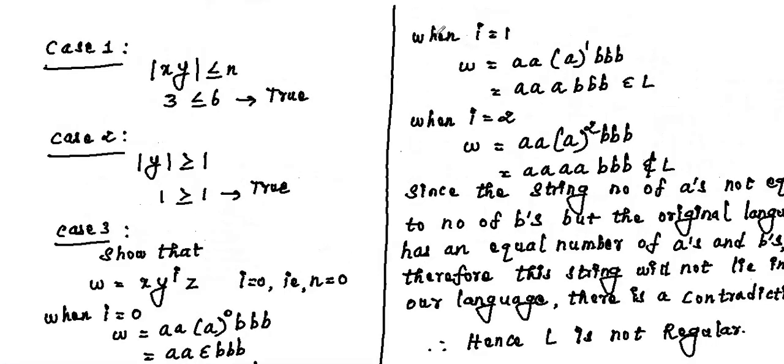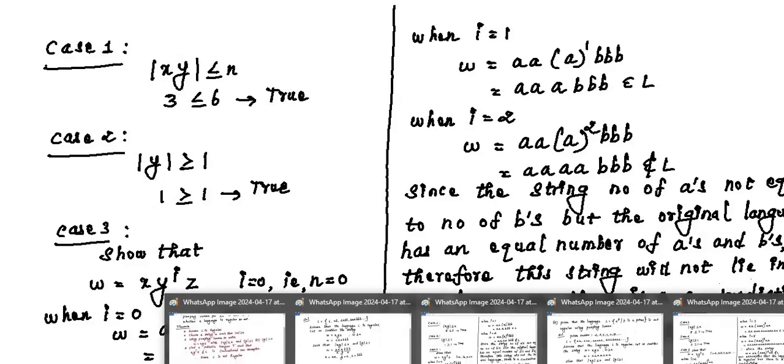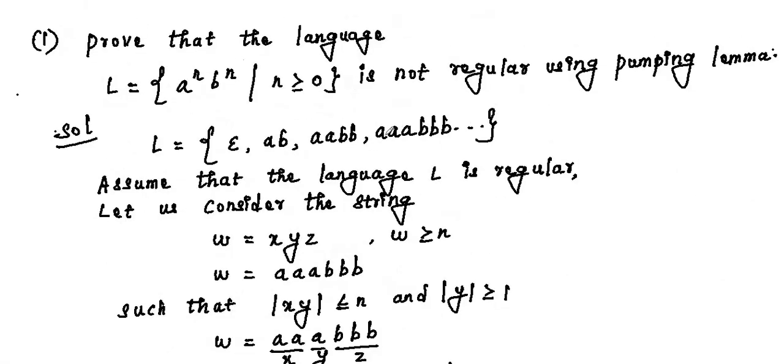Then the second limit, when i equal to 1, W equal to x value AA, y value A raised to the power i, which means here i value 1, remaining triple B, the z value. So A raised to the power 1 is A. So triple A triple B, which belongs to this language.